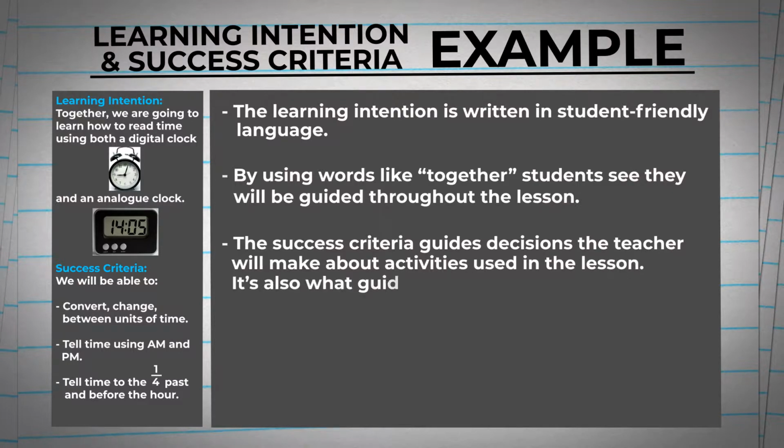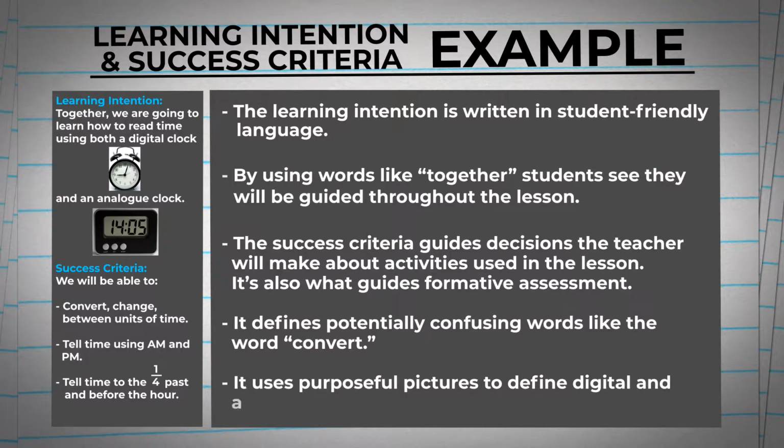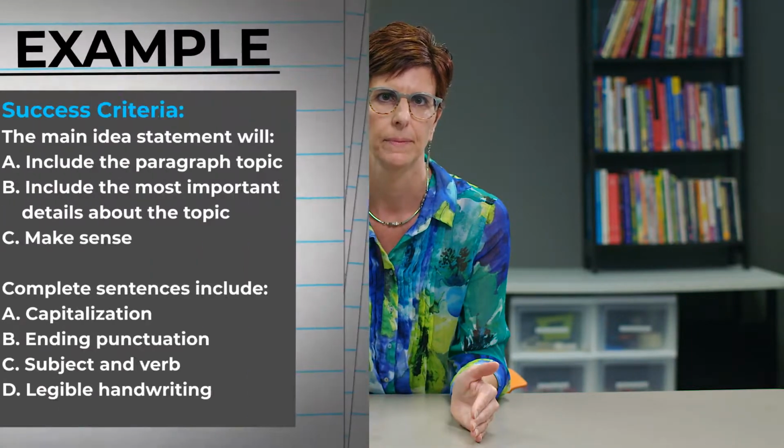It's also what guides formative assessment. Fourth, it defines potentially confusing words like the word convert. Fifth, it uses purposeful pictures to define digital and analog clocks. By keeping the language simple, defining key or confusing terms, and setting up clear criteria, both the teacher and student are clear about what they are learning and how they're learning it.